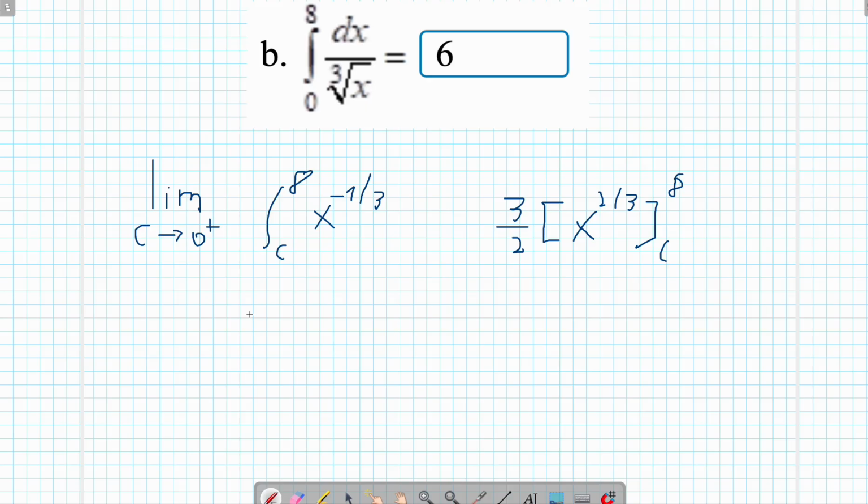So 3 over 2 times 8 minus 0. Wait, it's not 8 if I'm not mistaken. It is 4, sorry, because if we substitute, 8 to the 2 over 3 is 4. So 4 minus 0. And then we're going to get 4 times 3 over 2, which is 6.